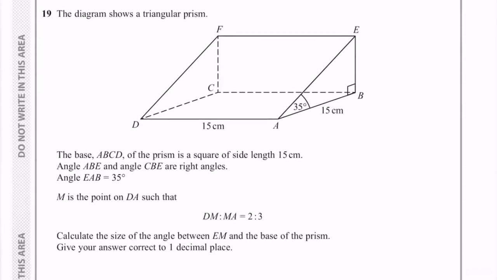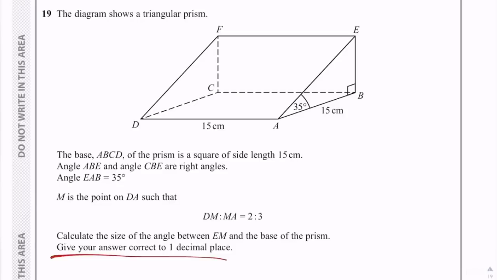So we've got a triangular prism, and it's asking us to work out the size of the angle between EM and the base of the prism. A lot of times these questions sometimes say the plane, and they might say the plane ABCD, which is also the base of the prism, but it says the base of the prism. So between EM and the base of the prism.